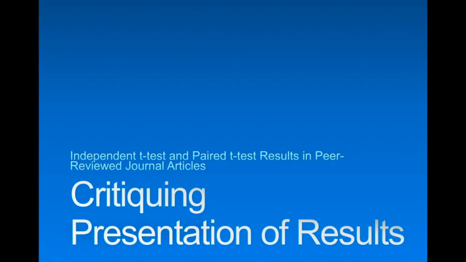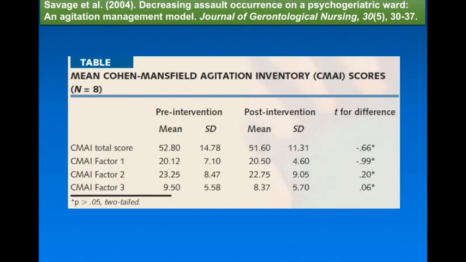So we're going to look at what these tests that we just talked about actually look like when you're in a peer-reviewed journal. This way, when you're reading journal articles in the future, you can interpret what they're saying without reading the entire article. So here is a study that talks about decreasing assault occurrence in a psychogeriatric ward.